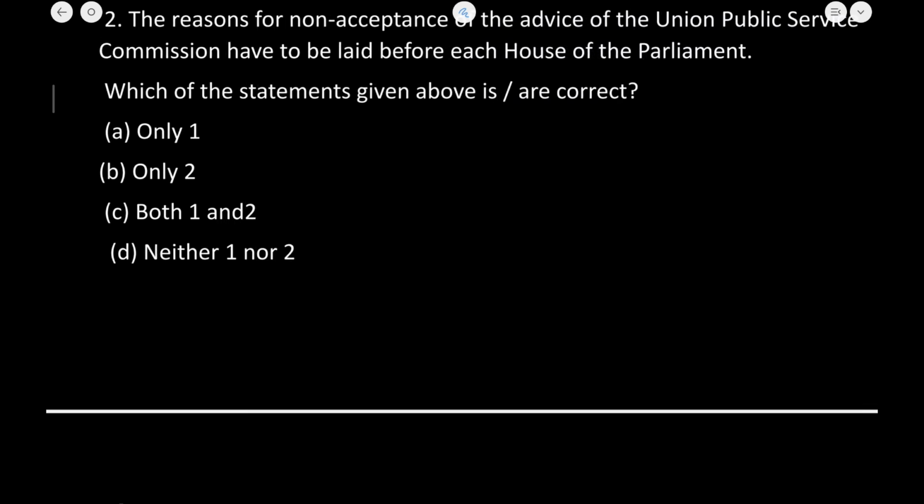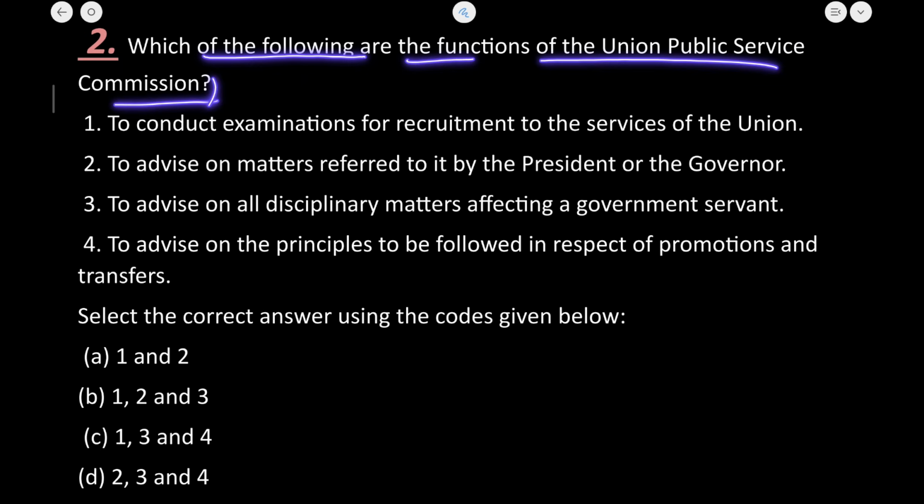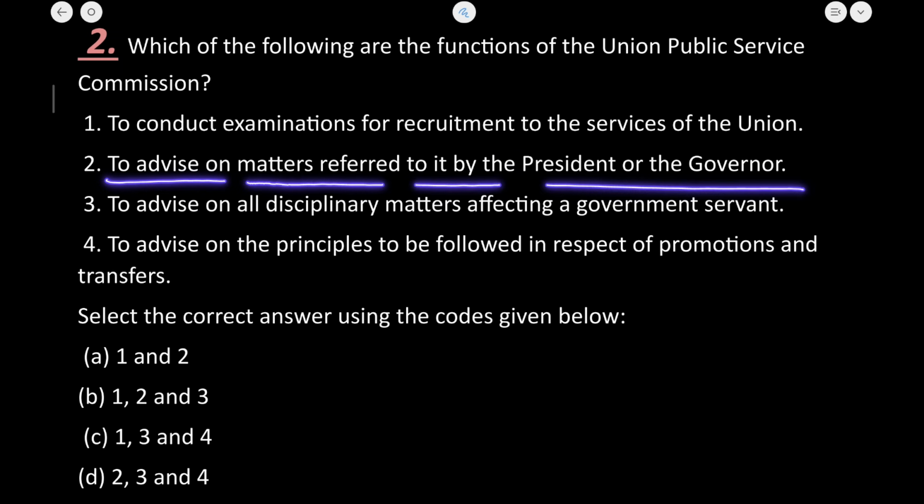Now let us see the next question. Which one of the following are the functions of the UPSC? Now I have told you several functions, so let us see which of these are the functions of UPSC. To conduct examinations for the recruitment to the services of the Union. Yes, Union means the services that are centrally administered. So the statement seems to be true. To advise on matters referred to it by the President or the Governor.